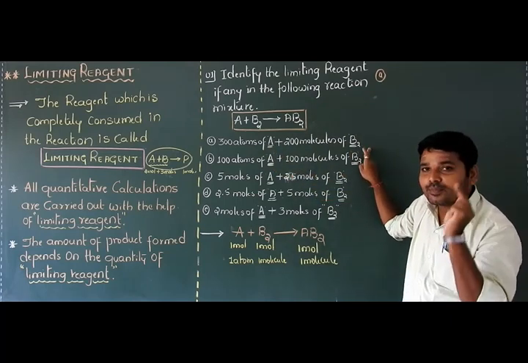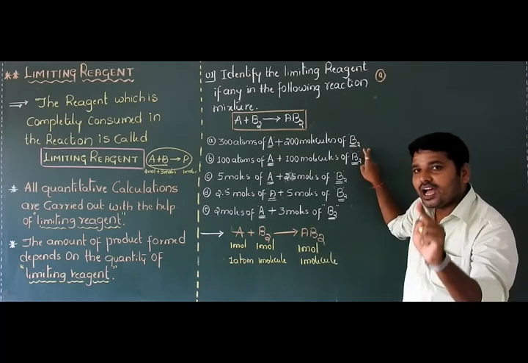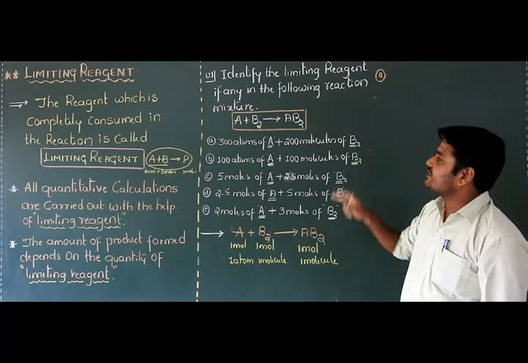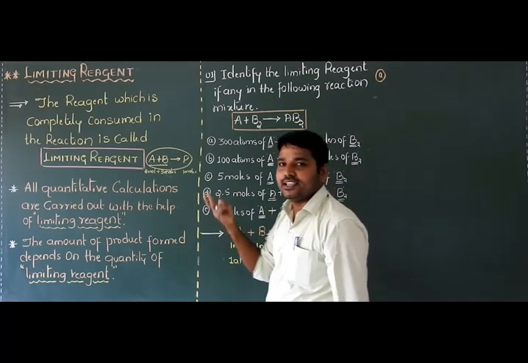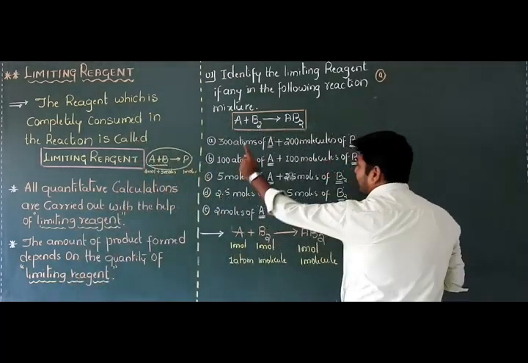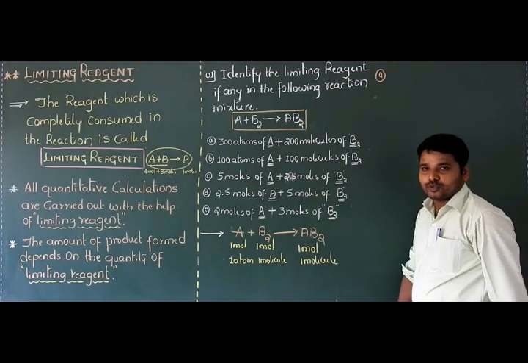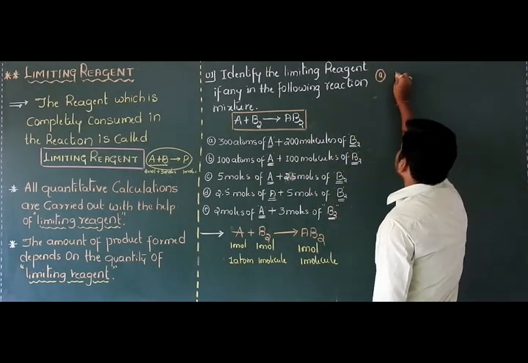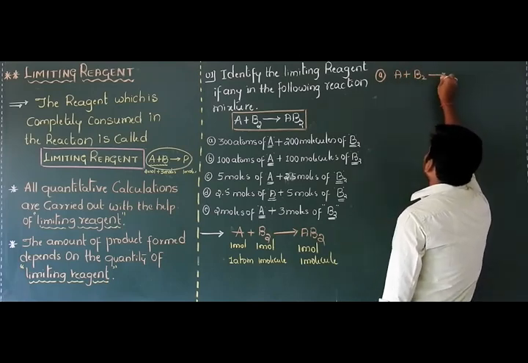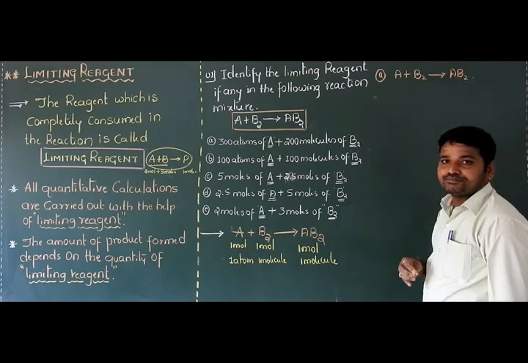So 2 reactants are present. Now we have to identify out of these 2 reactants which one acts as an excess and which one acts as a limiting reagent. So the first problem: 300 atoms of A plus 200 molecules of B2. Let us write the reaction mixture here. Reactant A combines with the reactant B2, it forms product AB2. This is the reaction mixture.